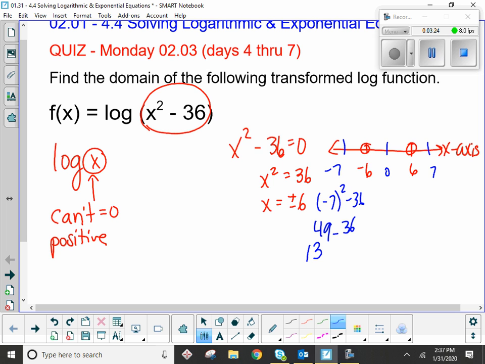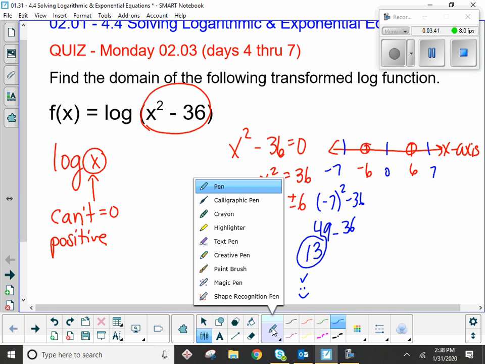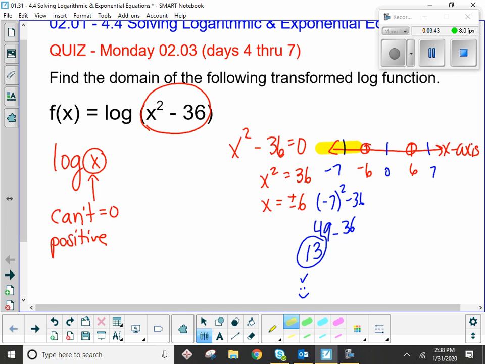13. I don't really care that it's 13, right? What do I care about? That it's positive. So that means that section to the left of negative 6 is good. It checks. So this section has checked out. Then this middle section's easy to check. You put 0 in for x squared minus 36 and you get negative 36. How do we feel about that? No. It's bad. That does not check out.